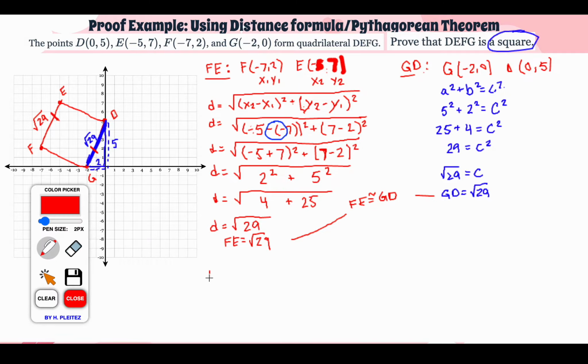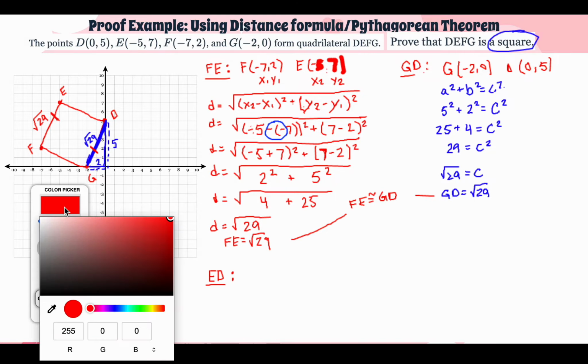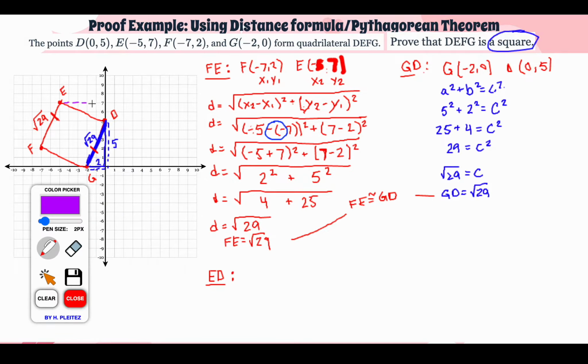So now I'm going to do ED. And I'm going to go ahead and use Pythagorean theorem. It's a little bit faster. Distance formula just is a lot of work, and it's a lot of substituting, and there's a lot of room for mistakes. So for ED, I'm going to go ahead and make our right triangle here. You need to be very careful with this, though. It's easy for people to miscount the boxes, so go really slow when you're finding your lengths.